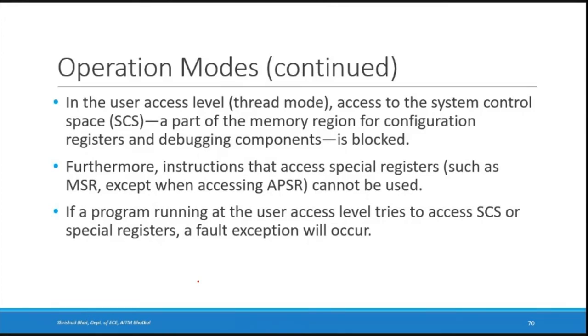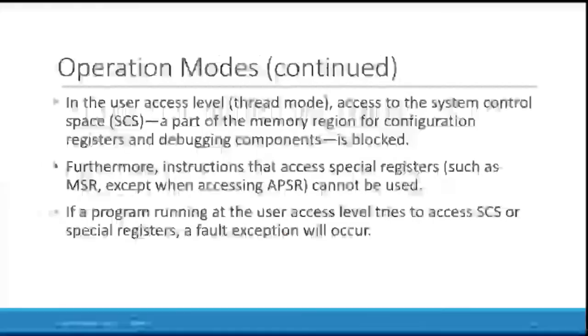Also, instructions that access special registers like MRS and MSR cannot be used, except for the APSR. For other registers, we cannot use MRS and MSR when in user access level. So if a program running at the user access level tries to access the system control space or special registers, it will cause an exception. That means some fault has occurred, and it will go to the exception handler, which has to rectify it.